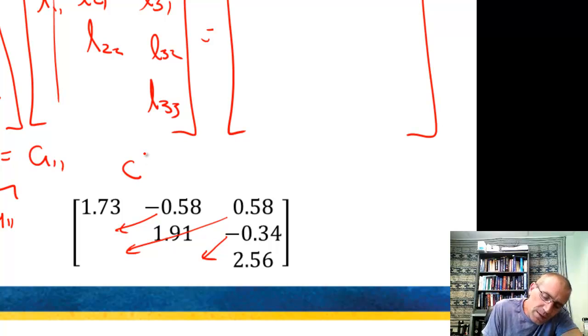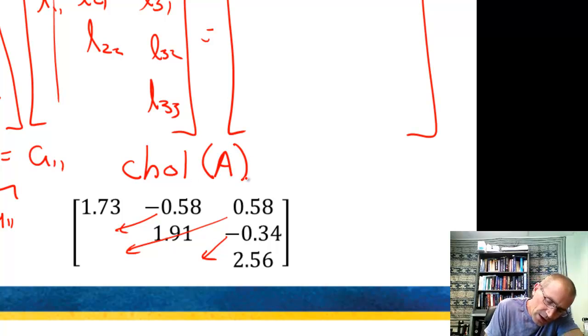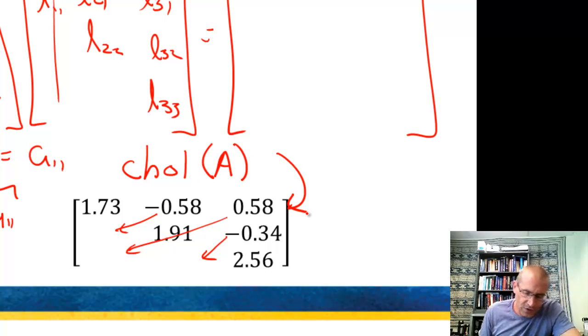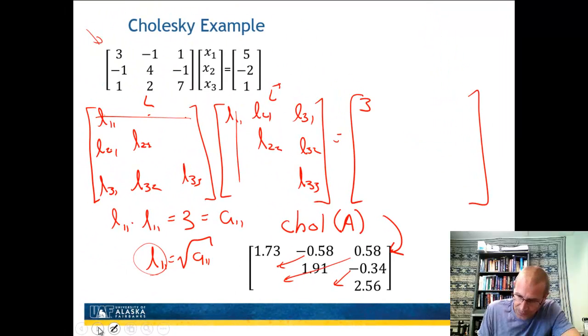You can also do this in MATLAB. Not surprisingly, there's a function called chol for Cholesky. If I just said chol of A, it would return that matrix right there. And remember, you need to make sure that these matrices are positive definite in order to use that function.